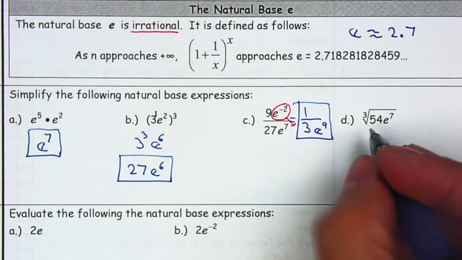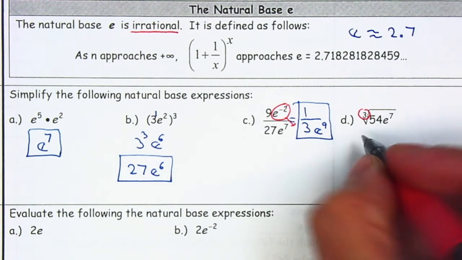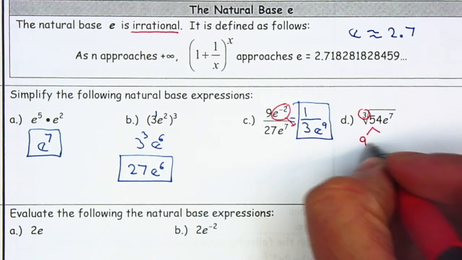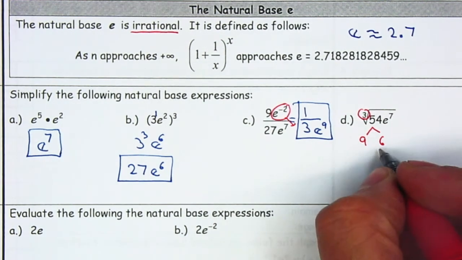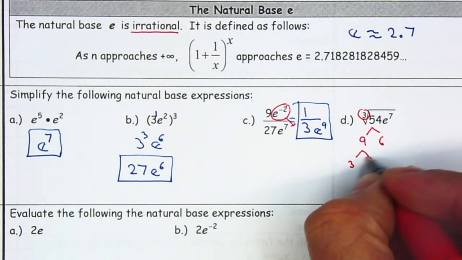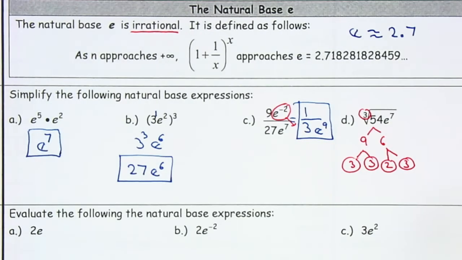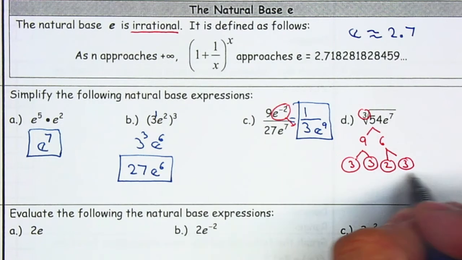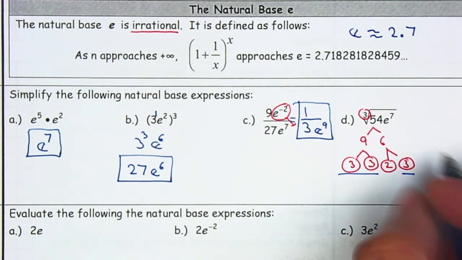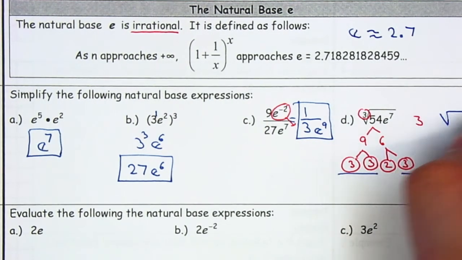For letter D, remember that this is a cube. So I need to find the cube root of 54. One way of doing this is by finding the prime factors of 54. So do your 3. 9 will be 3 and 3. 6 will be 2 times 3. We can think about taking groups of 3. So how many groups of 3 do I have? I can take out this group of 3. That will stay outside. Inside the radical will be a 2.